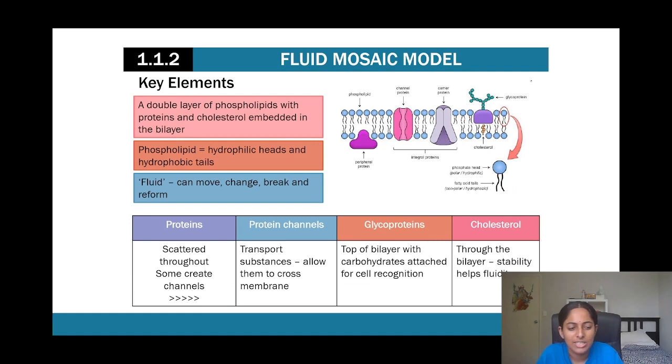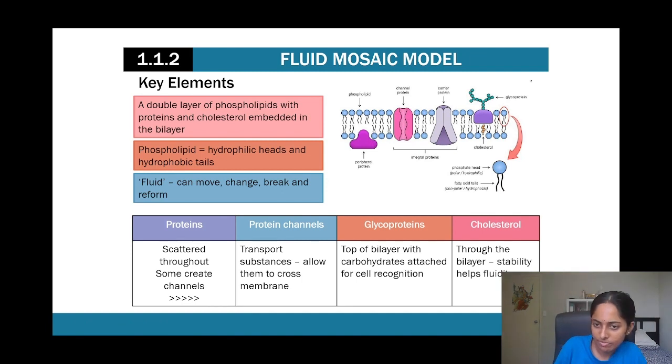So if we look a bit more at what is in the fluid mosaic model, there are the phospholipids: phospho meaning phosphate, so these are the phosphate heads, and lipids meaning fat, so these are the lipid tails, and these are embedded. And then you also see proteins within the cell membrane, such as peripheral proteins, channel proteins, and carrier proteins. I'll look at all of these functions later on. And you also have things like cholesterol. Cholesterol is really important within the cell membrane because it helps with the stability and the fluidity of the cell membrane.